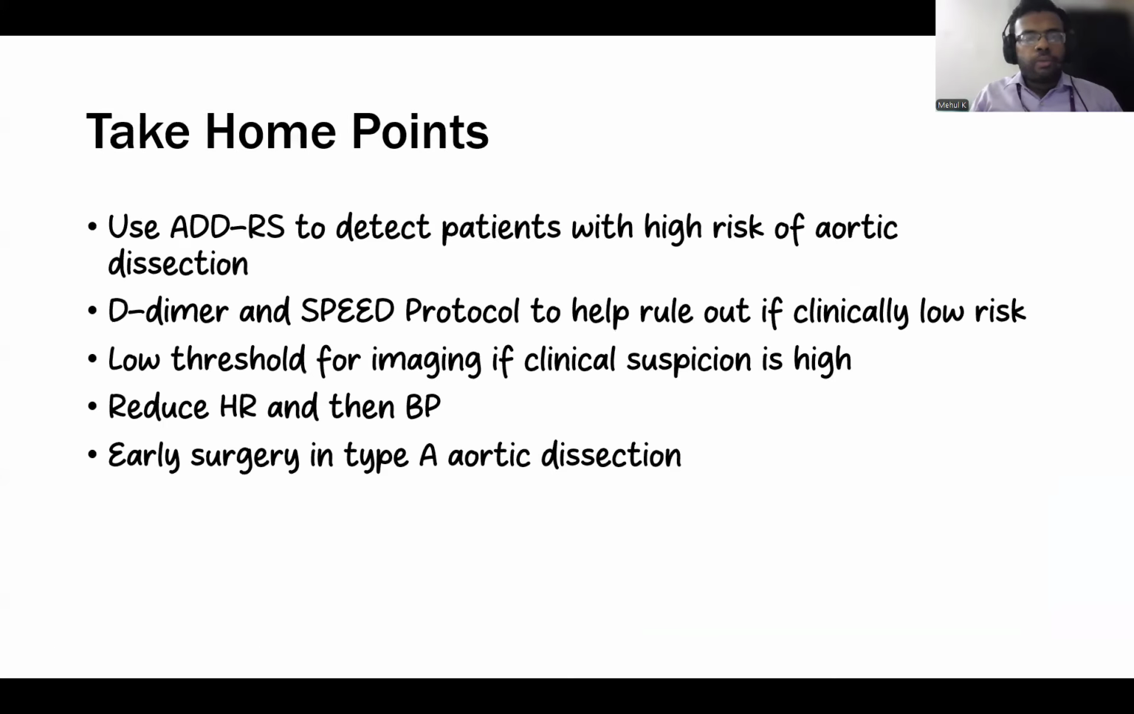So finally, take home points. ADD-RS score along with the D-dimer can help you risk stratify patients with suspected aortic dissection. The SPEED protocol is something that will help you while doing a focused exam on these patients. If you have any kind of significant suspicion for aortic dissection, just get a CT angio. Don't rely on other things to rule it out. Try to reduce your heart rate first and foremost, then go for reducing your blood pressure. And always go for early surgery in your type A aortic dissection patients.